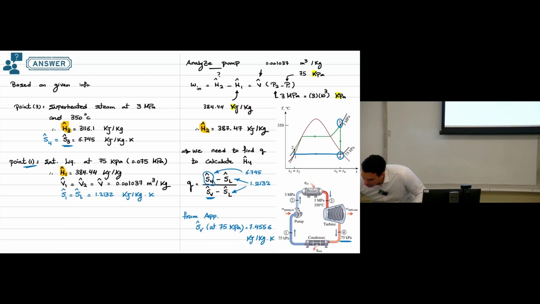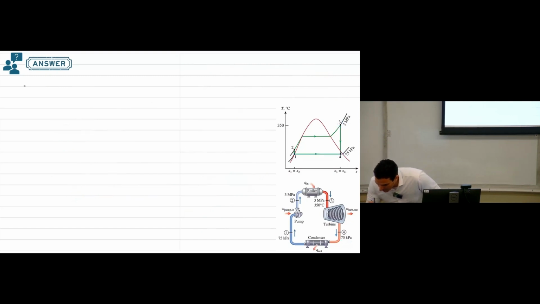So now we have this one here. After we substitute in this one, then you can find the quality, and the quality we have will be 0.8861. Then we need to use this quality to calculate H4. So now we have H4. This one will be H of liquid plus quality, H of vapor minus H of liquid. So again, luckily we have this one is H1.